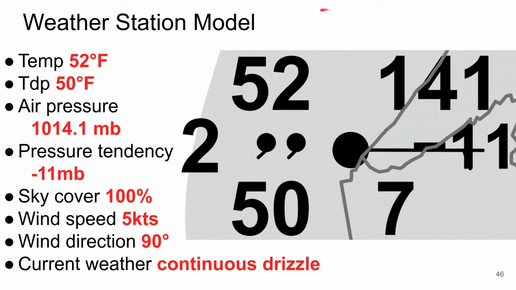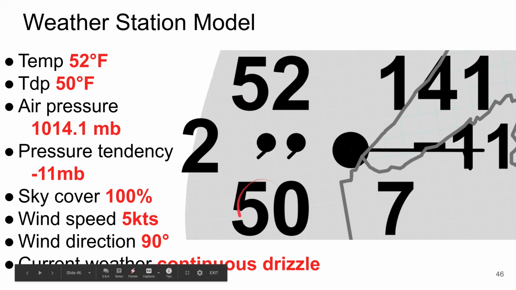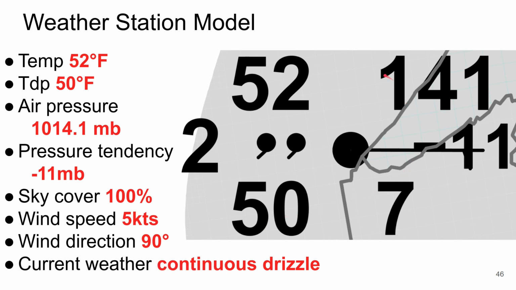All right, let's see what we have. Temperature, 52 degrees. Dew point temperature, 50 degrees. Air pressure, 141 is what's written. So remember, if it's between 000 and 509, you throw a 10 on the front and then move the decimal place over 1 to the left. So 141, stick a 10 on the front, divide by 10, you get 1014.1 millibars. The pressure tendency is down by 11 millibars.